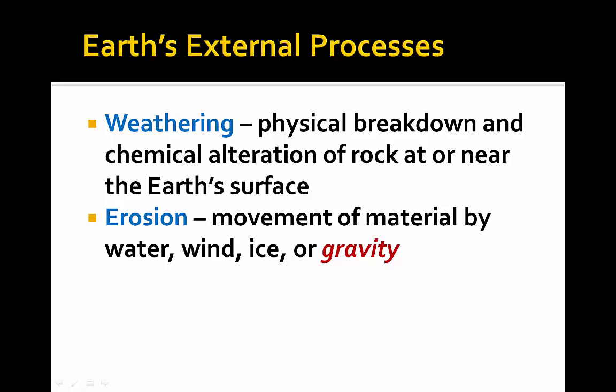Your book has three different kinds of external processes that involve breaking apart rock: weathering, erosion, and mass wasting. Now, I've included mass wasting here within erosion, because in my mind, regardless of the method by which the material is being moved, it's still erosion. So your book restricts erosion to movement of material by water, wind, or ice. I include gravity, even though your book would separate out gravity and say everything that's moved by gravity is considered mass wasting.